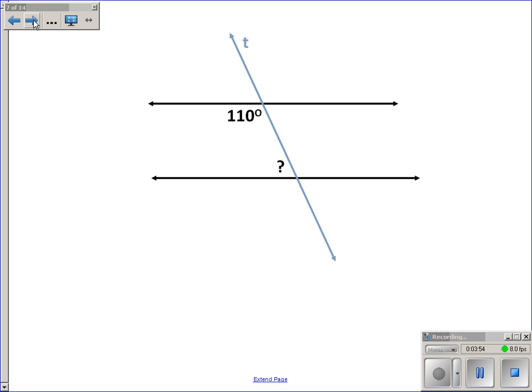So let's use this theorem. By the same side interior angles theorem, these two angles will be supplementary. So the question mark would have to be, let's see here, 180 minus 110 is 70. So this has to be 70 degrees.